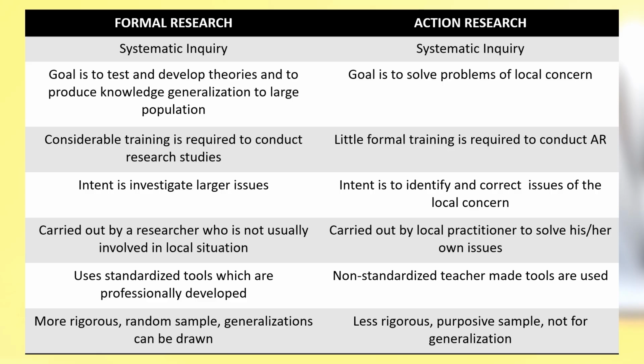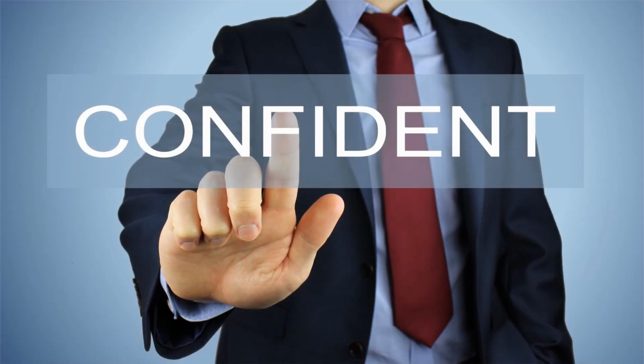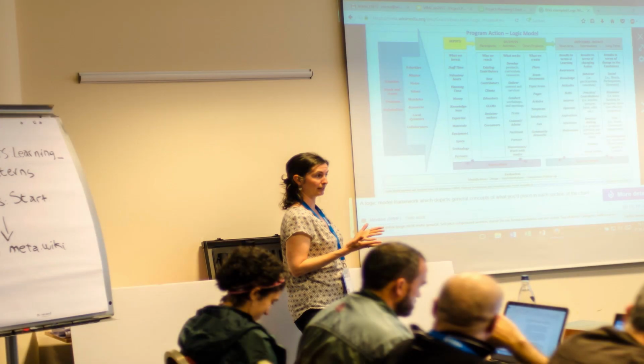Once you know that, you can develop your own tools, and it is much less rigorous. It contains purposive sampling, as compared to formal research. So when you realize the importance of action research, when you are aware of its characteristics, and when you distinguish it from formal research, probably you will feel more confident that it's totally different from formal research, and yes, with a little understanding, I'll be able to conduct action research in my class.